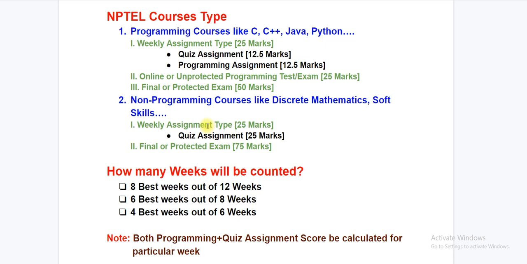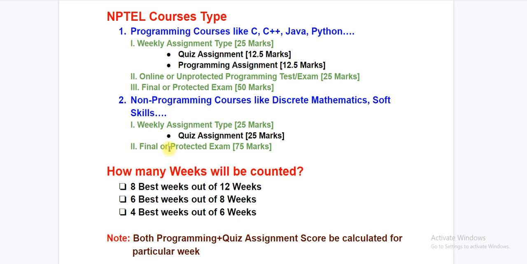Coming to non-programming courses, NPTEL evaluates you based on two criteria. First, the weekly assignment, where you only get quizzes like multiple choice and fill in the blanks. For the remaining 25 marks, a final exam will be conducted. That is a protected exam conducted at the center. I hope now you are very clear about the difference between programming and non-programming courses.